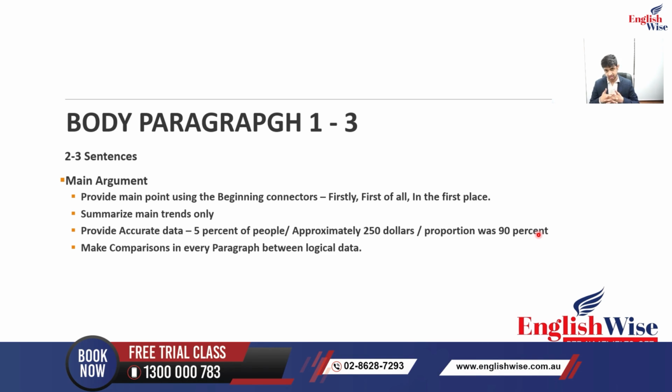Provide accurate data. If the data is given to you clearly, provide that. So 5% of people, approximately $50, the proportion was 90%. And make sure you're making comparisons in every paragraph between logical pieces of data. If it's a line chart, compare the 2 lines. If it's a bar chart, compare the 2 bars to each other. If it's a pie chart, compare the slices of the pie to one another. If it's a map, compare the regions to one another or the time periods to one another. Make sure for any task 1 question, you have proper comparison and proper summary statements.